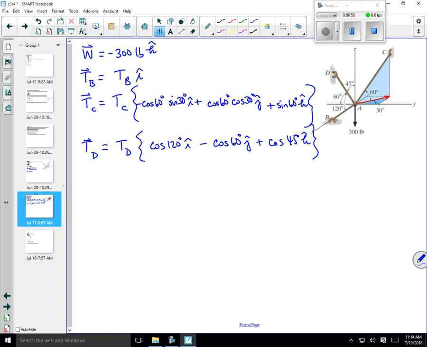If you don't like that cosine 60 degrees, if that's 60 degrees to the positive y-axis, I could have written it this way. This is cosine 120 degrees i plus cosine 120 degrees j plus cosine 45 k. All of those are degrees. Left off my degree signs.